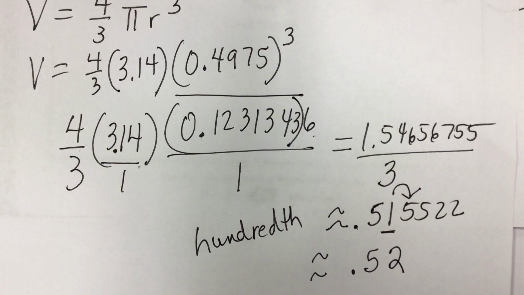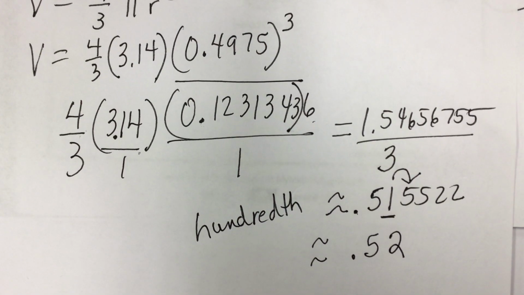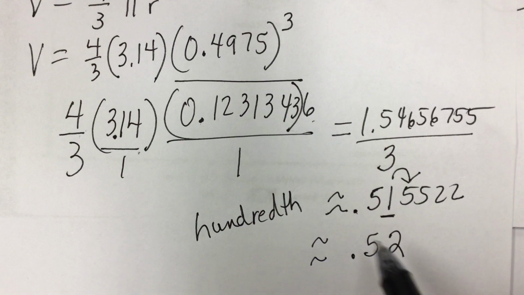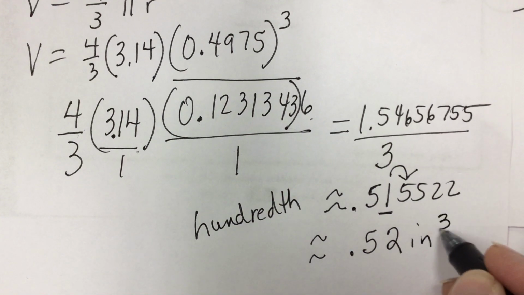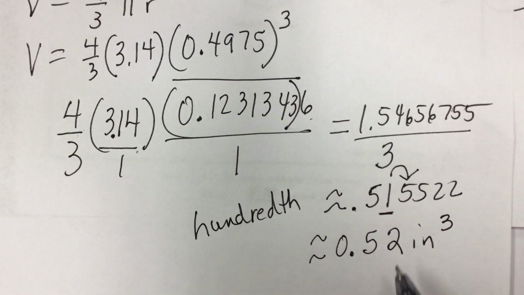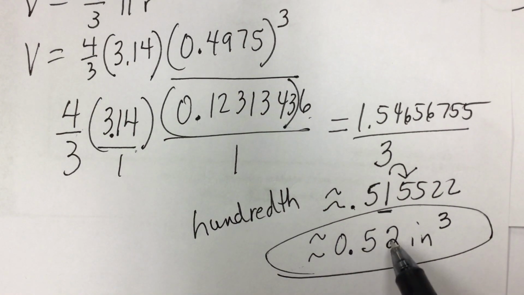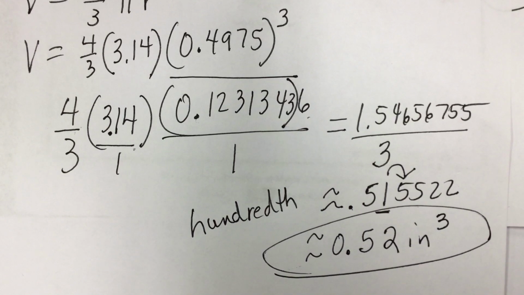Okay? So therefore, the space occupied by the spinning quarter is about 0.52 inches cubed. And we could put a 0 in front of that if we wanted to. 0.52 inches cubed.